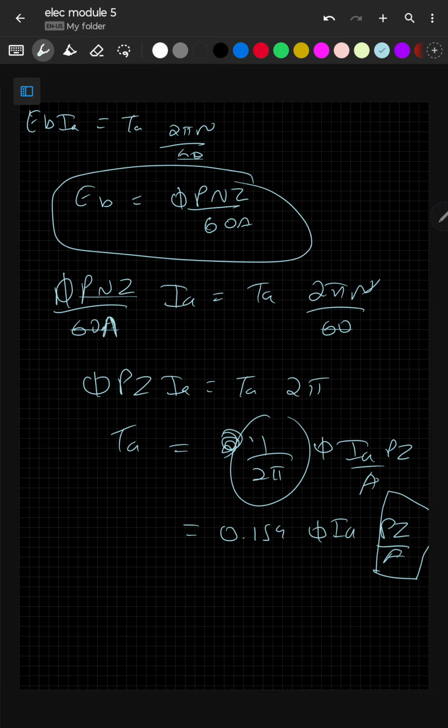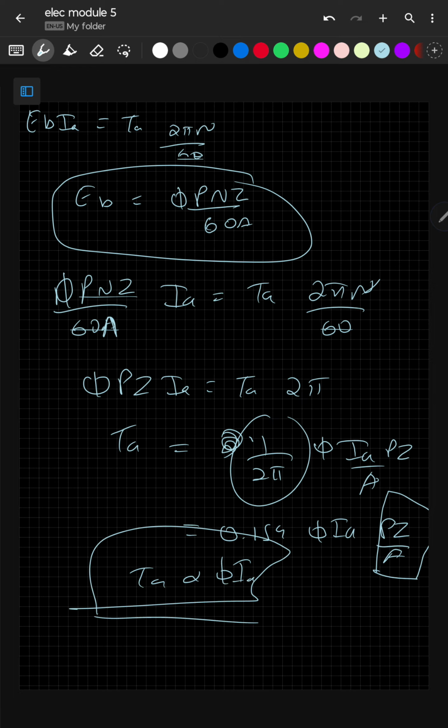How you know during the construction and all, some other parts I will tell if I haven't told yet. In the other video you can check it out. But this was mainly the torque equation. So from here we get T is actually proportional to phi IA. P is the number of poles, Z is the number of conductors, A is the number of parallel paths, phi is flux per pole, IA is armature current. I will tell again, don't have to worry. Again from the first we will go, no problem.